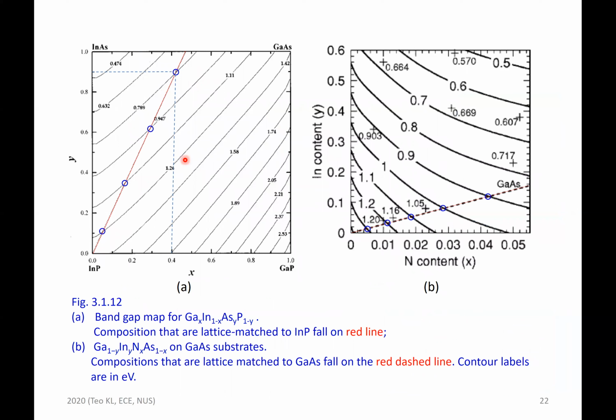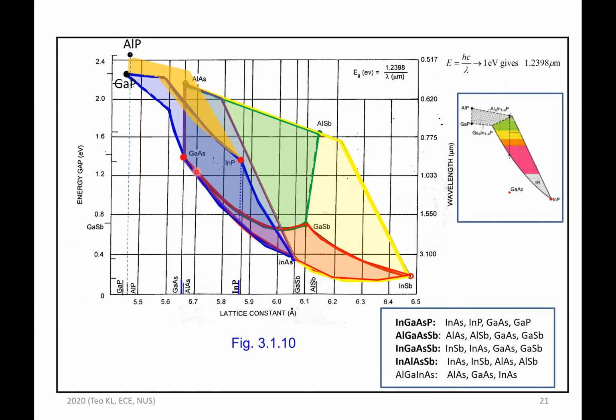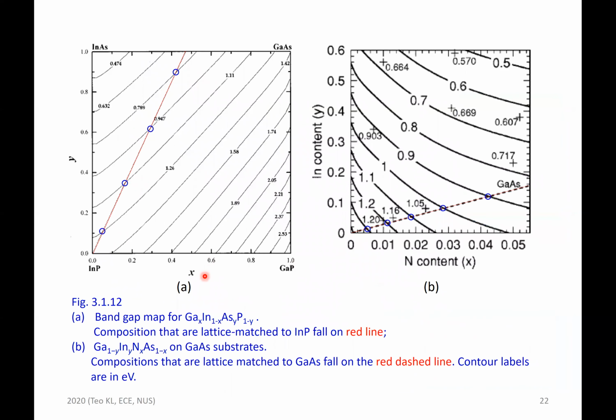This is basically just to recap that instead of plotting band gap as a function of lattice constant, sometimes you can also plot a contour plot of the band gap as a function of composition. Of course, you need to measure sufficient band gap energies in order to have this kind of contour plot. And in this graph, anything that falls on this red line can be grown on indium phosphide substrate.